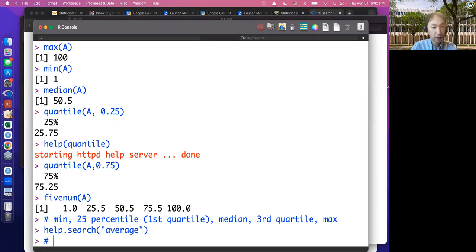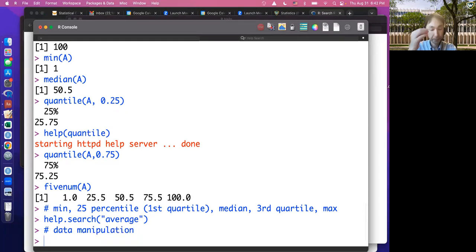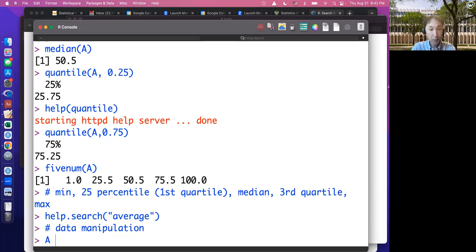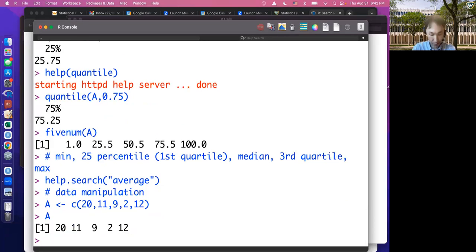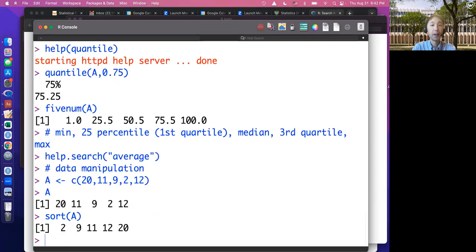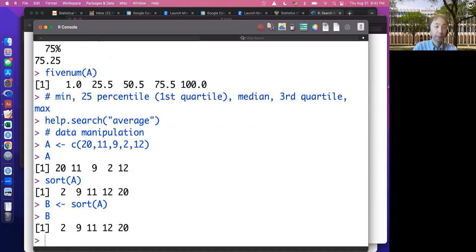Okay, the next topic is some data manipulation. Suppose we have the vector A, which consists of maybe 5 elements like this. How do we order these observations? We can use the sort function, and then you can order it. If you want to use this, maybe you can name it B, and then use B.